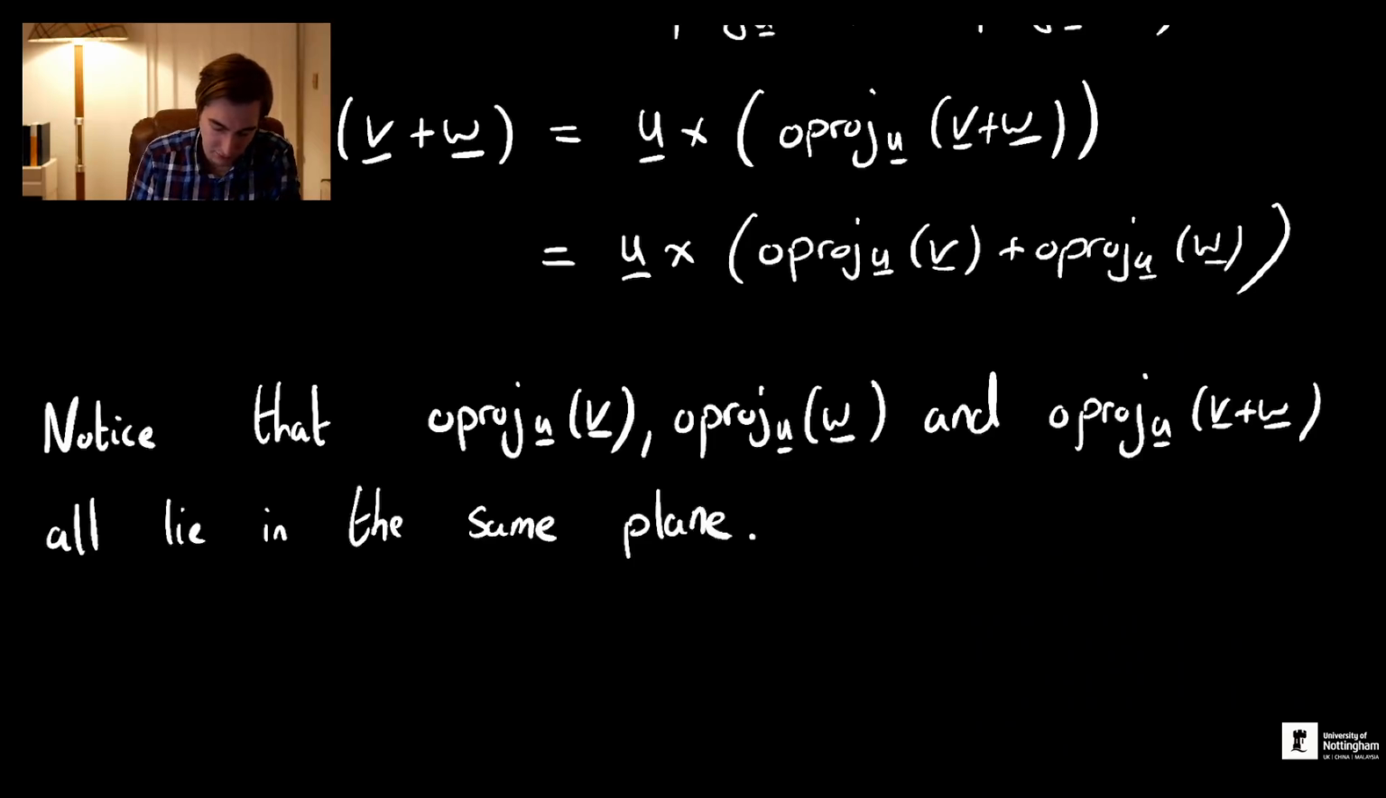Why do they all lie in the same plane? Well, they all lie in the same plane because they're all orthogonal to u, right? By definition, the projection points in the direction of u, so the orthogonal projection must be orthogonal to u. So we can think of u here as either pointing out of the surface of my tablet or into the surface of my tablet, and all of these lie in the plane, which is the surface of my tablet.